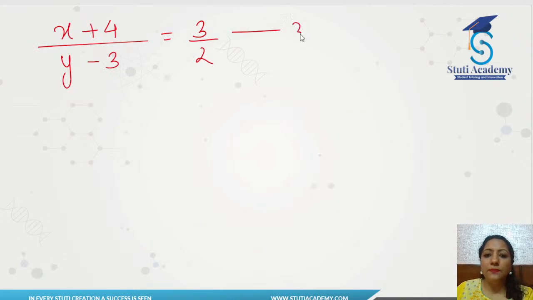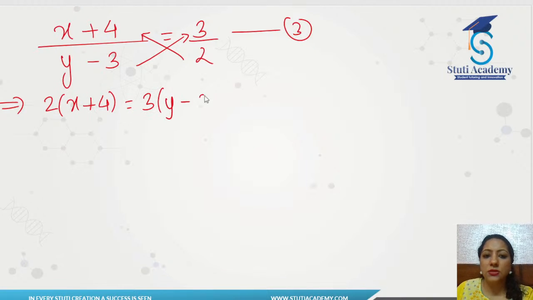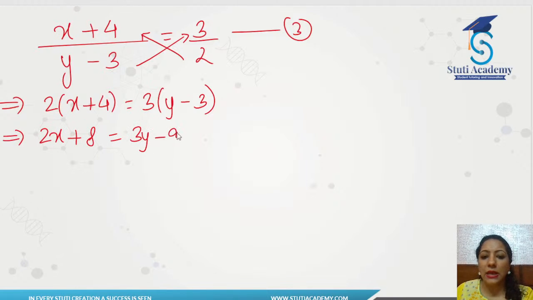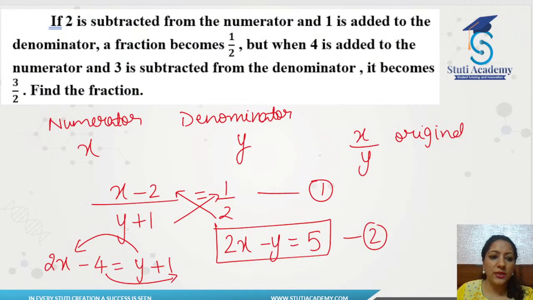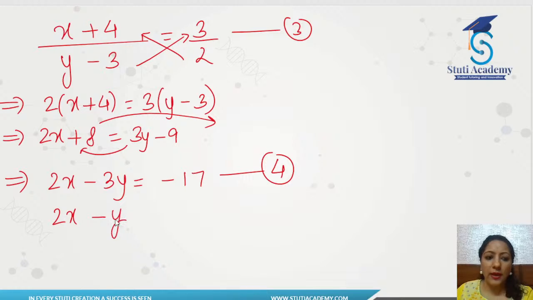Now, let us simplify this. We'll cross multiply. And when we cross multiply, we'll get 2 times x plus 4 is equal to 3 times y minus 3. So this will become 2x plus 8 is equal to 3y minus 9. This will go towards the left hand side. We'll get 2x minus 3y. This will go towards the right hand side. We'll get here how much? Minus 17. Minus 9 minus 8 will give us minus 17. This is the fourth equation, which is the simplified form of the third one. So let us write it down. 2x minus y equal to 5.